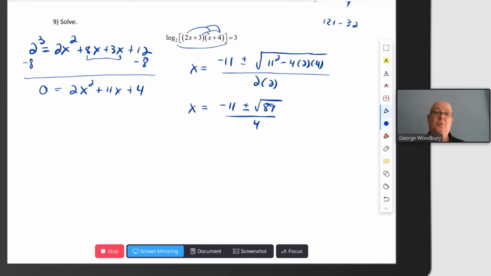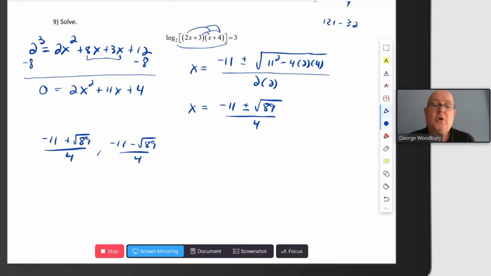89 is prime, so we can't take the square root of that. And that means that we're going to get two exact solutions with square roots in them. Negative 11 plus square root 89 divided by 4. And negative 11 minus square root 89 divided by 4.